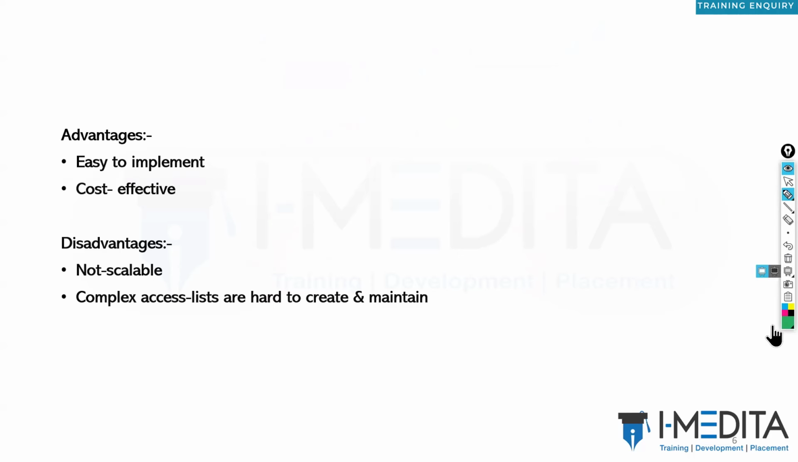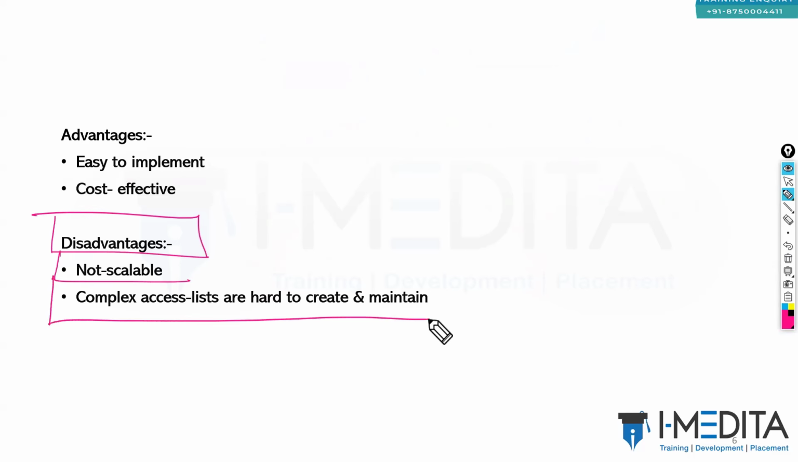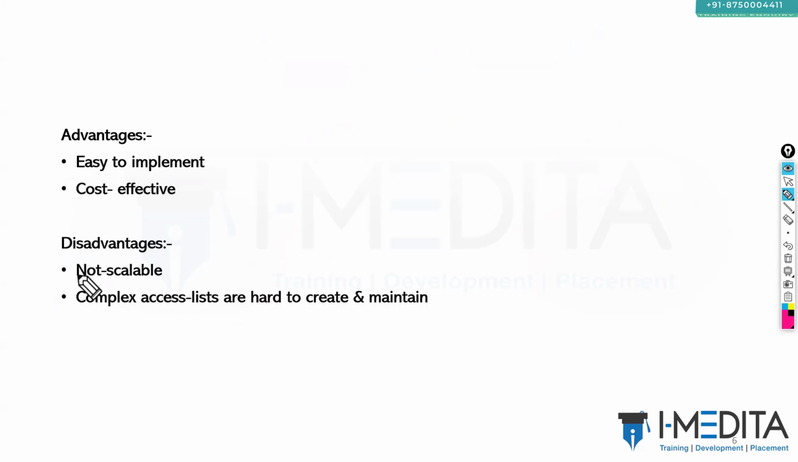So packet filtering has advantages: easy to implement and cost effective. Along with advantages, it also has some disadvantages. In disadvantages, it is not scalable. And the next disadvantage is complex access lists are hard to create and maintain. So what is the meaning of these lines? The first says that it is not scalable.